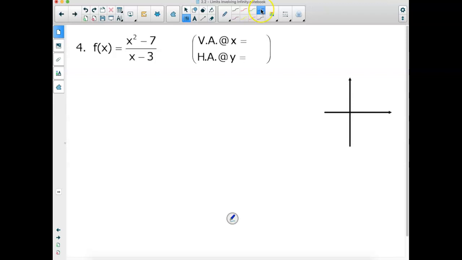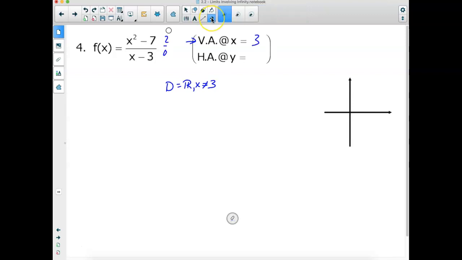I'm going to keep working it. I do believe you should be able to know the domain is all real numbers x except 3. Because 3 gives me a 0 in the denominator, 3 is a potential candidate for a vertical asymptote. When I put 3 in there, I get 9 minus 7, which is 2 over 0, a number over 0, so there's a vertical asymptote at x equals 3.